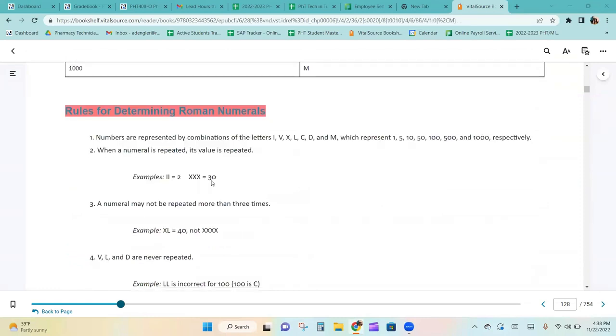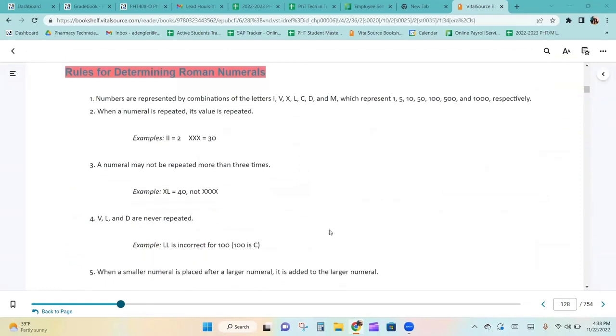And then we have the rules for determining Roman numerals. First, numbers are represented by combinations of the letters I, V, X, L, C, D, and M, which represent 1, 5, 10, 50, 100, 500, and 1,000 respectively. When a numeral is repeated, its value is repeated.